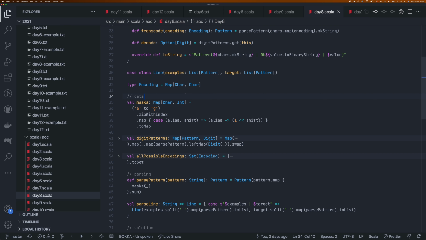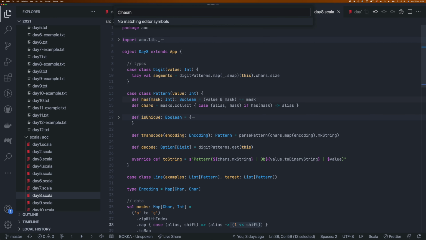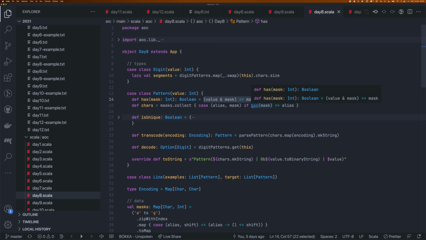So every letter had a mask, which was at most 7 bits. I created this by taking a 1 and shifting it by the appropriate amount of bits. And then to check if a pattern has a specific digit, I would pass the mask of that digit and do a bitwise AND on the value and the mask and check if the result is the mask itself. Because if there's anything in common and it's the same thing as the mask, then it just means that the number had the mask.